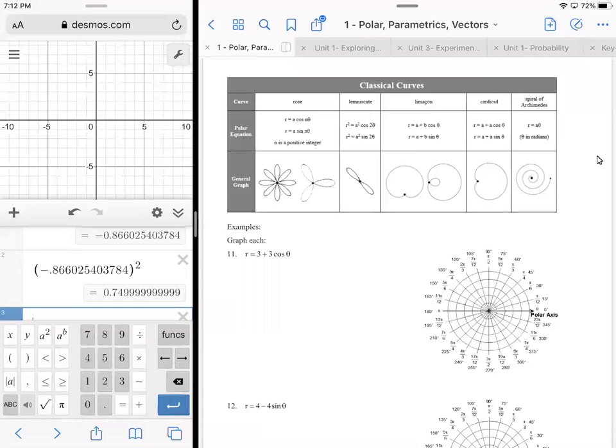Classical curves are really important because they're the types of equations, the types of graphs that you can get that aren't your ordinary function graphs, just in polar form. These are ones where if you saw the rectangular equivalent of it, you'd say, well, there's no way I'm graphing that in a rectangular coordinate system.